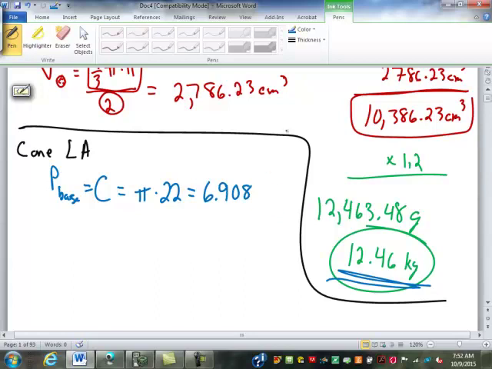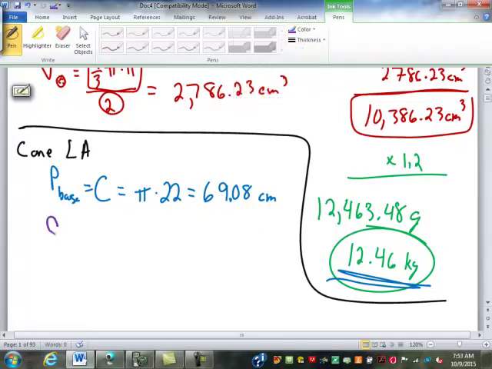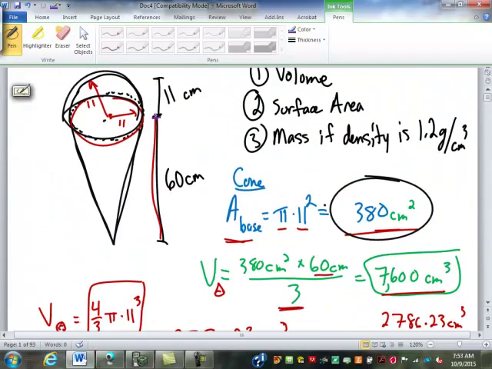Which is, what, 69.08 centimeters is the perimeter of that base. Next, we need S. What's S? Do you remember? S is the slant. 60 is the height of this.